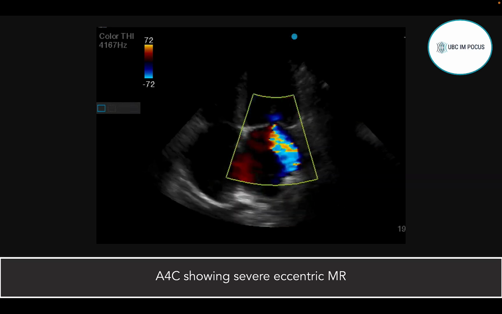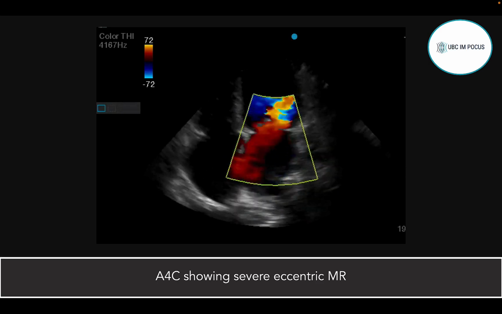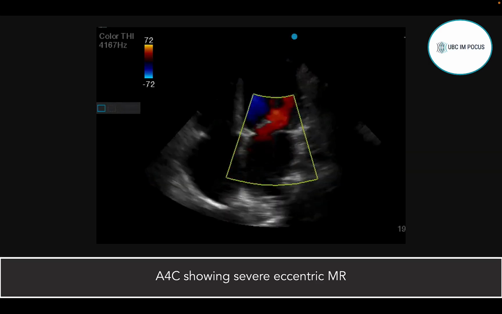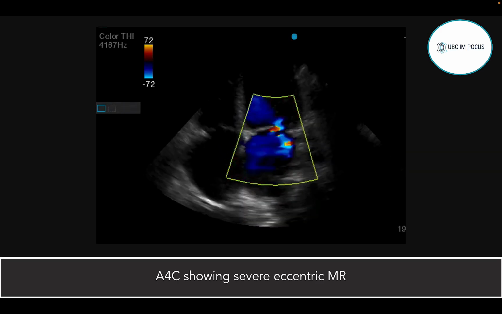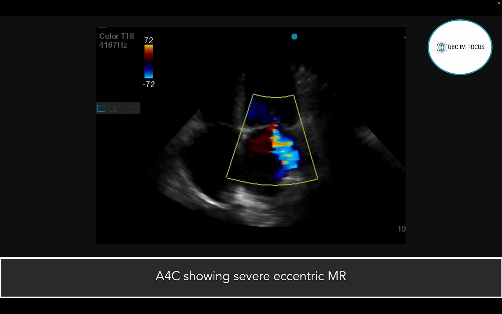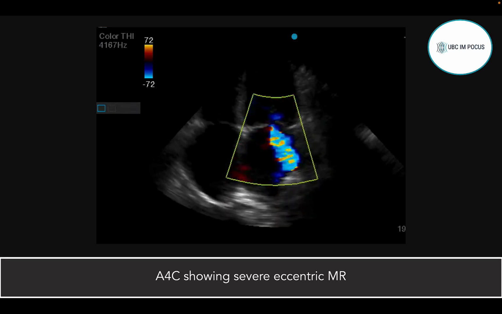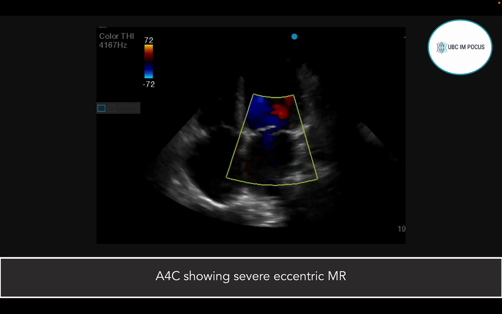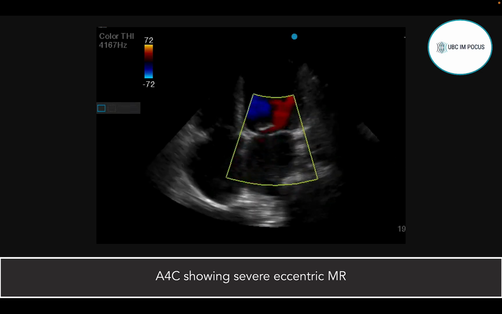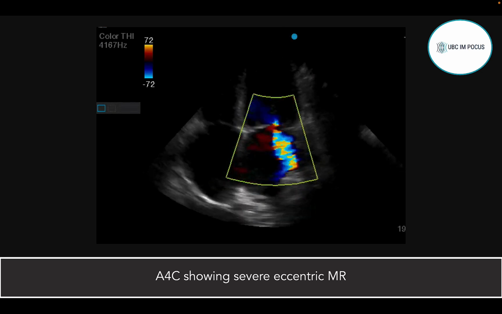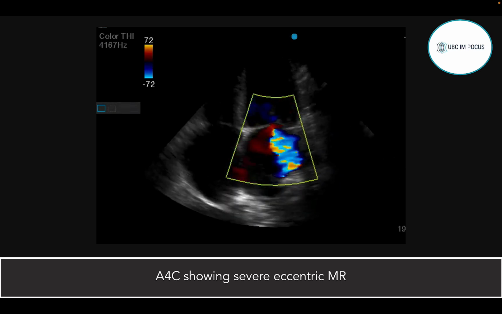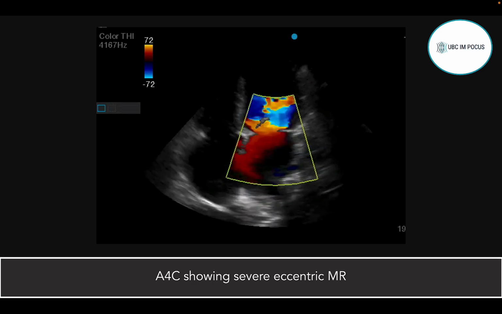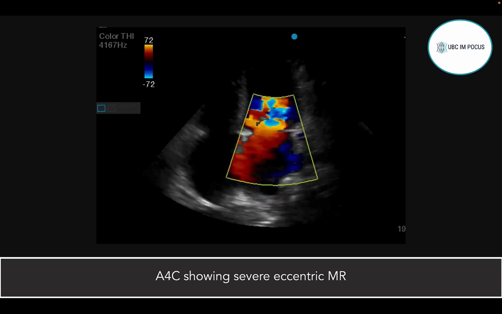We would call this eccentric MR because it's going off to one side. It's not central. It's not going down the middle of the valve. And again, valves are complicated, and I'd encourage you to watch the dedicated videos, and calling something eccentric also has implications in terms of valve function. So it's not something to take lightly. But in this case, this is what we see. We see this jet of blue MR kind of wrapping around that lateral side of the left atrium.